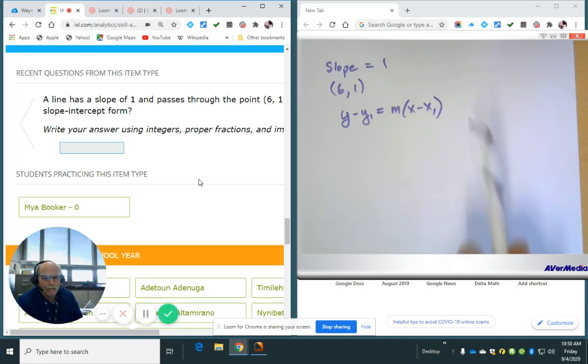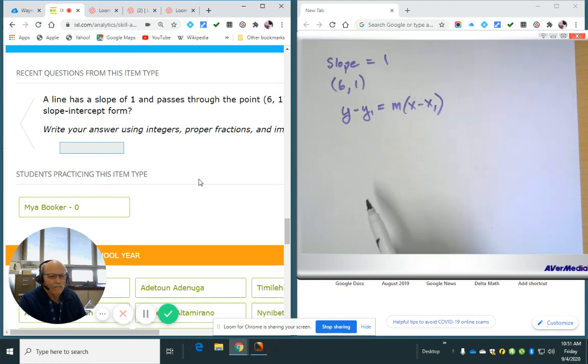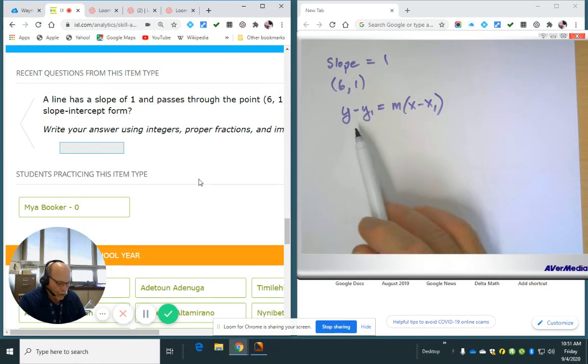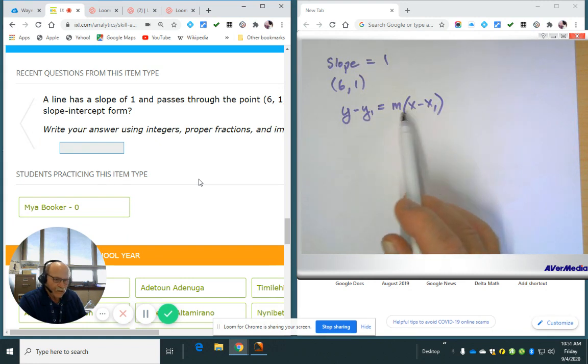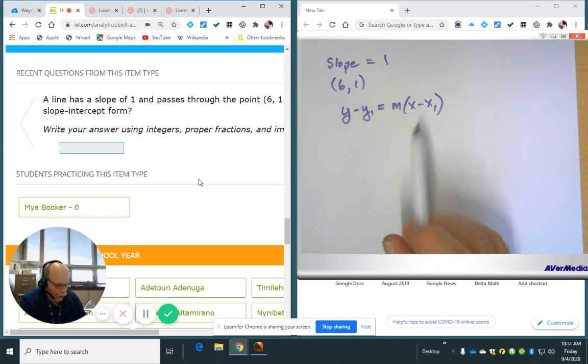Back to this. We are looking at a problem that says a line has a slope of 1 and passes through the point (6, 1). What is the equation of the line in slope-intercept form? When you have a point and the slope, there's really a couple of ways to do this, but one way is to use the point-slope formula.